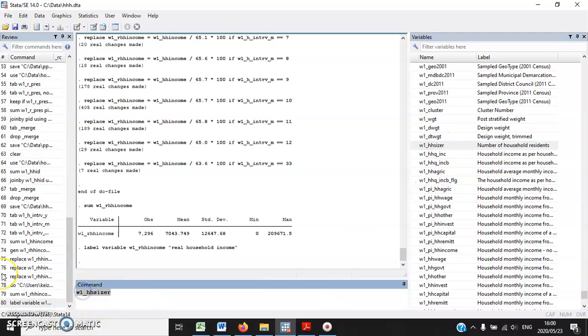Okay, so now generate wave 1 real per capita income equals wave 1 household real income, W1 underscore RHH income, divided by household size. Why does it end with RH? Oh, it means residence actually. Okay, I repeat. Real per capita income equals real household income divided by household size.